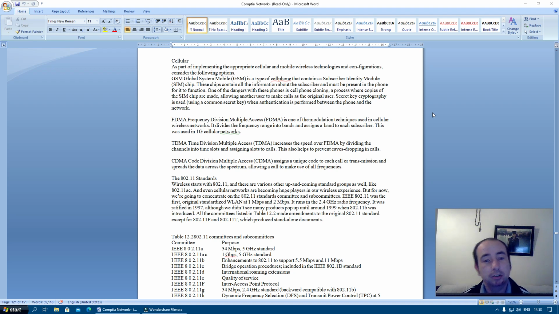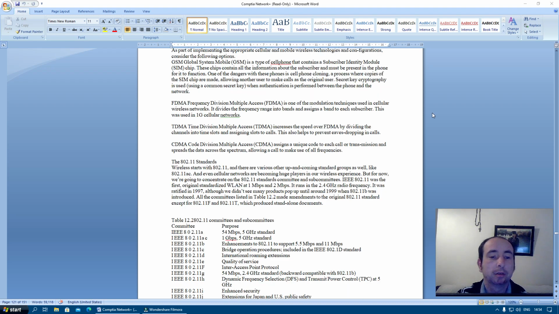One of the dangers with these phones is cell phone cloning, a process where copies of the SIM chip are made, allowing another user to make calls as the original user. Secret key cryptography is used, with a common secret key, when authentication is performed between the phone and the network.